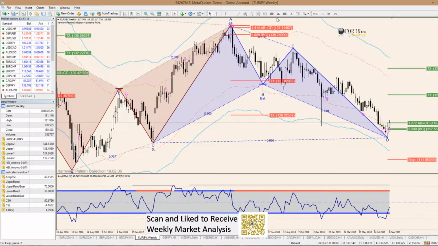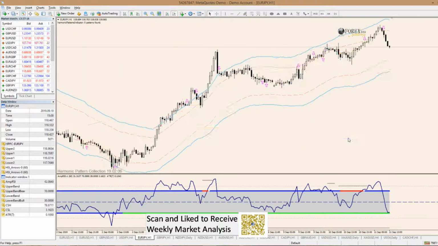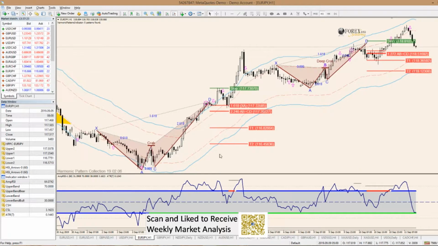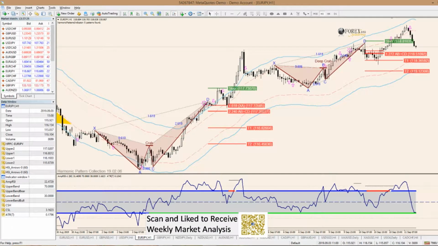Alright, so what I do is, let's see if it's still around. No, it's gone. There was a bullish crab formation completing over here. Buying opportunity. I think it's the 4-hour chart, sorry.